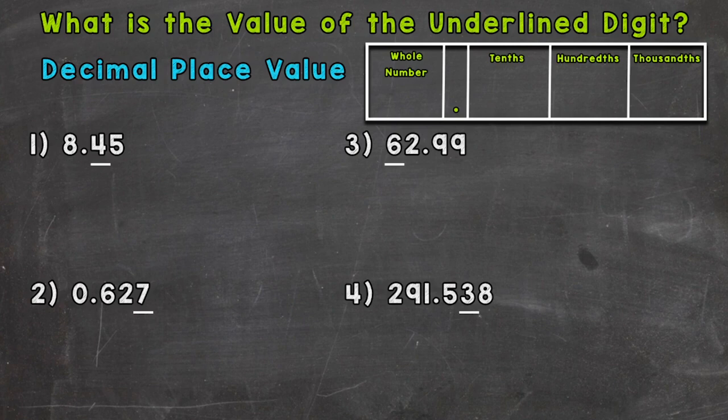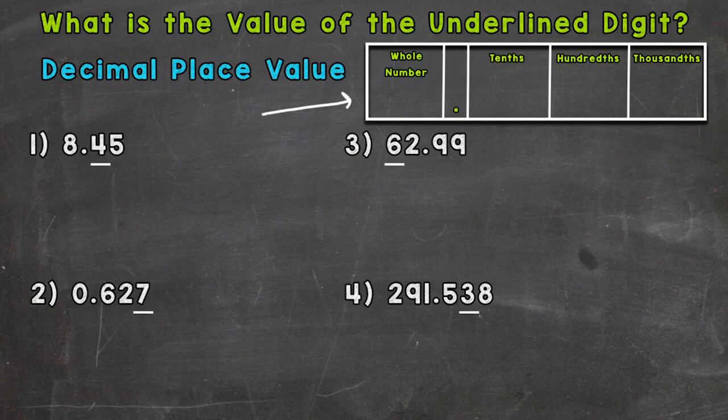So we need to determine the value of that 4. Now that 4 is not worth 4. The value is not 4 because it's not sitting in the ones place. Where a digit is sitting within a number, the place it's sitting will determine its value. So that 4 is in the tenths place. And I have a place value chart at the top of the screen here if you need a little extra help with the places as far as decimals go.